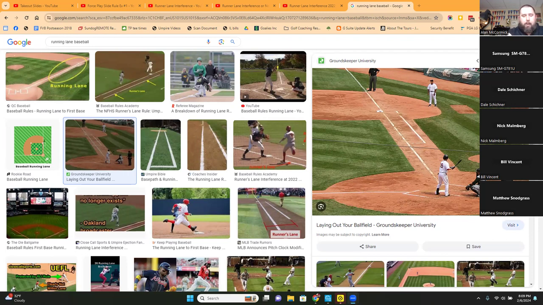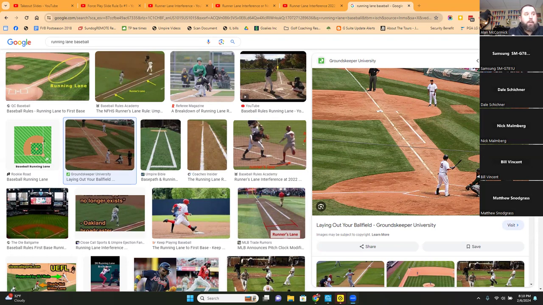So in high school, no matter how bad the throw is to first base, if that runner is outside the lane, the ball could be 10 feet over the first baseman's head, it's still a running lane violation. So understand that it is a different interpretation in other places, and it might confuse the conversation, but with high school, the throw does not have to be good.